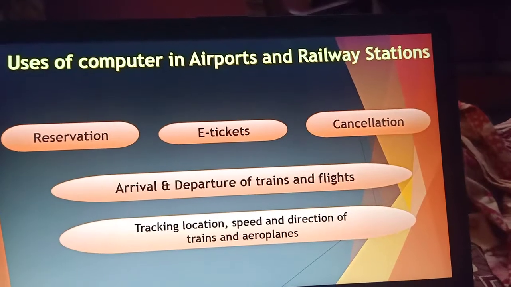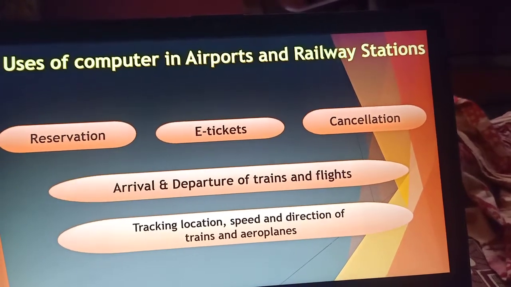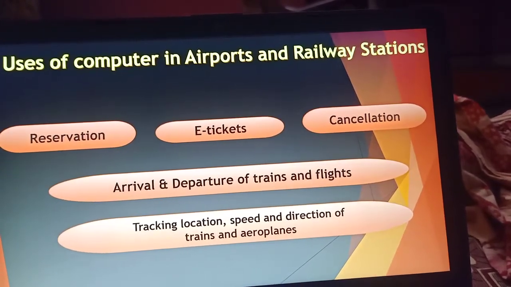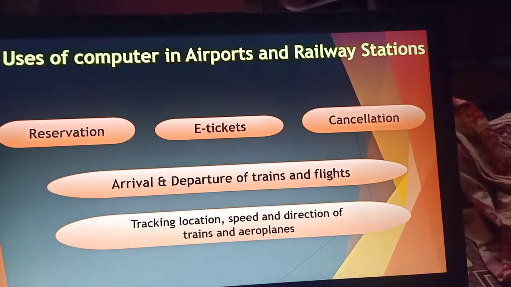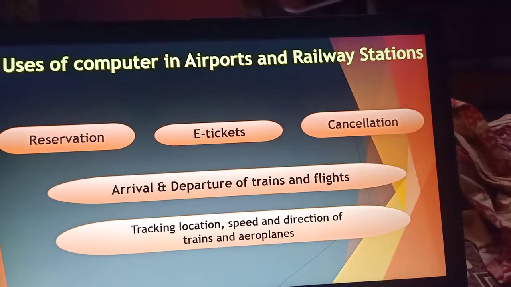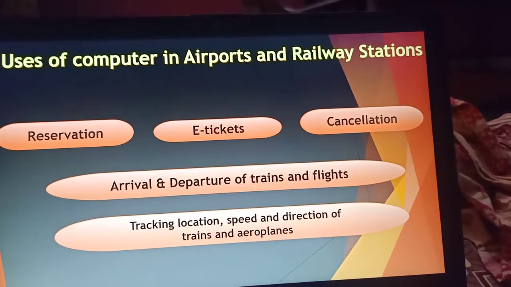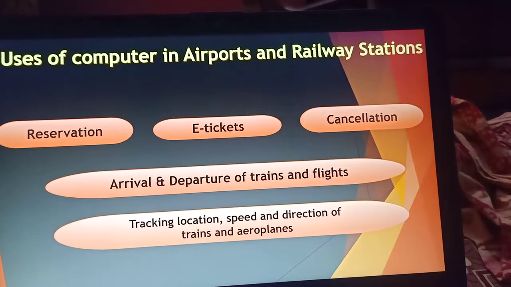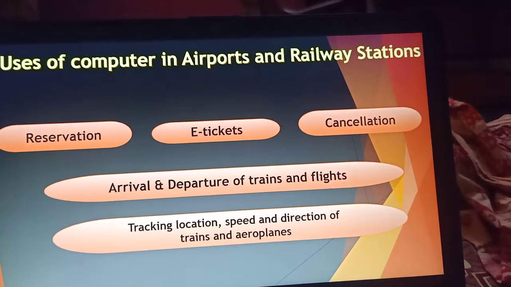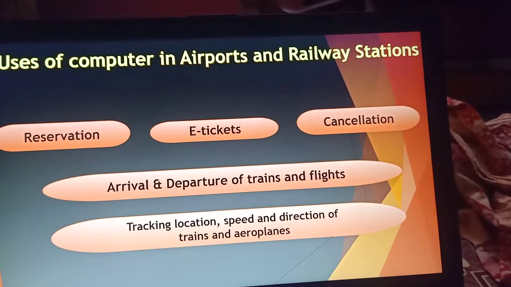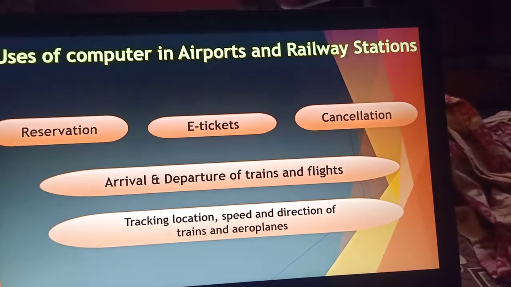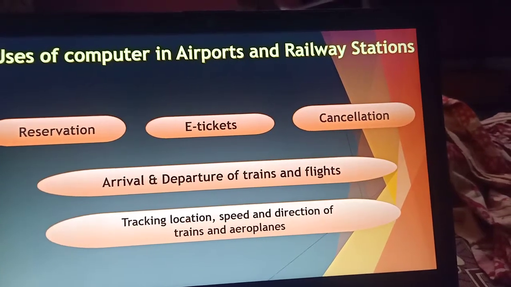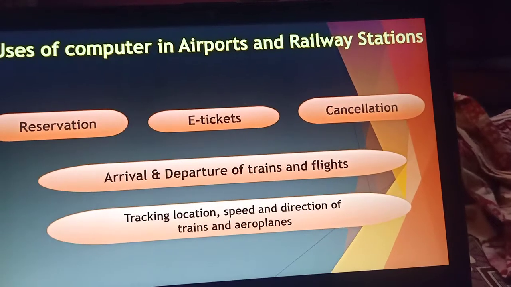Computers are used in airports and railway stations. I know this is the answer which every student in the previous classes used to give. Airports and railway stations use computers for reservation and e-tickets. E-tickets means through the internet we can book, reserve and cancel our tickets. Also for arrival and departure of trains and flights, and tracking the location where the flight or train has reached, its speed, and the direction of the trains and aeroplanes.